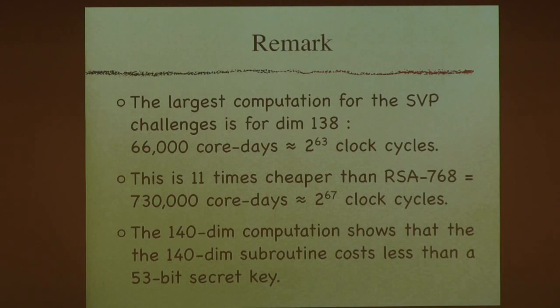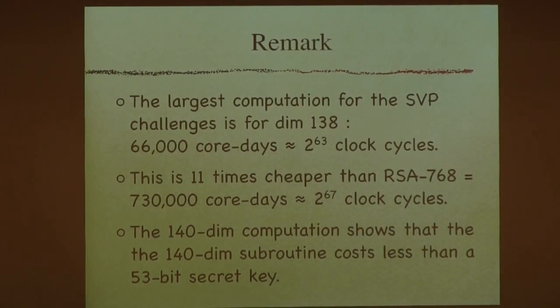Let's compare this running time with other situations. The largest computation used for the SVP challenge is for dimension 138, where people reportedly used 66,000 core days. That's 2 to the 63 clock cycles. That's about 10 times cheaper than the RSA-768 computation. So the amount of computation used for lattice challenges is still much less than what has been done for RSA.